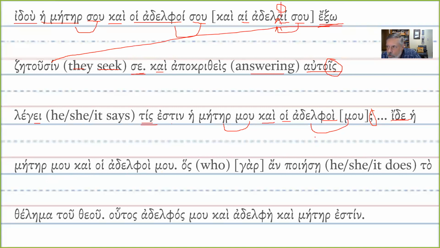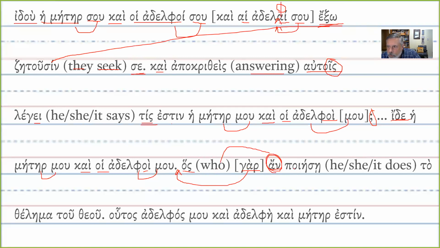Behold, hē mētēr mou kai hoi adelphoi mou. Behold, or look, or see, my mother, singular, and my brothers, plural. So behold my mother and my brothers. Here's a relative pronoun, which we'll do two weeks from now, I think. Whose, who. Okay, gar, a postpositive. For, that would, in our English translation, we'll go here. For who, and then the an, that's an indeclinable, untranslatable particle, and it basically makes something definite, indefinite. So instead of saying who, we'd say whoever.